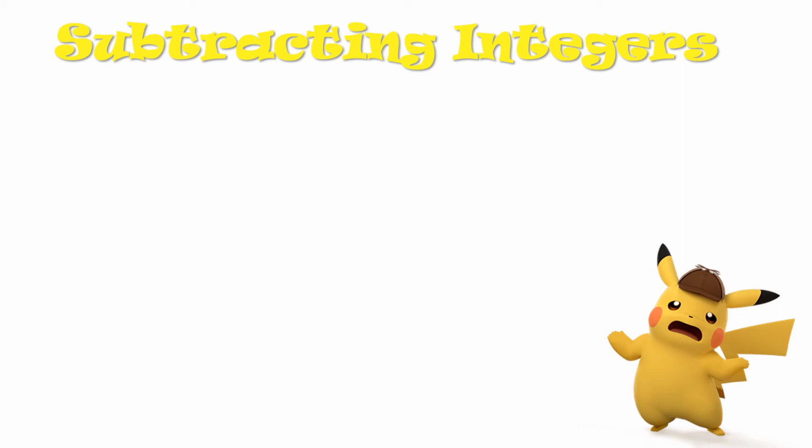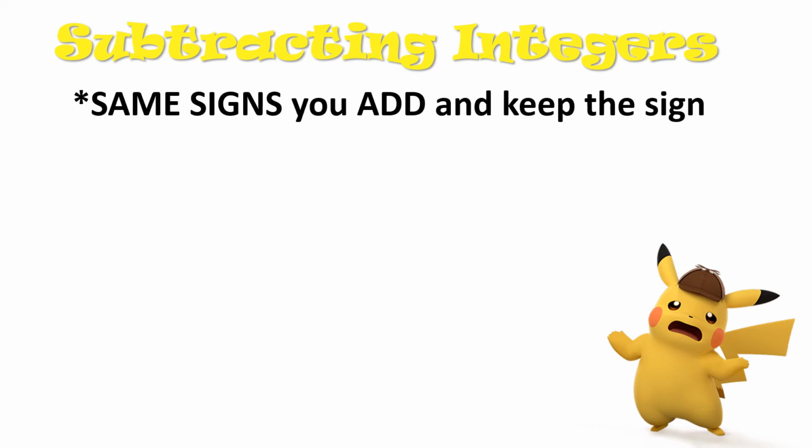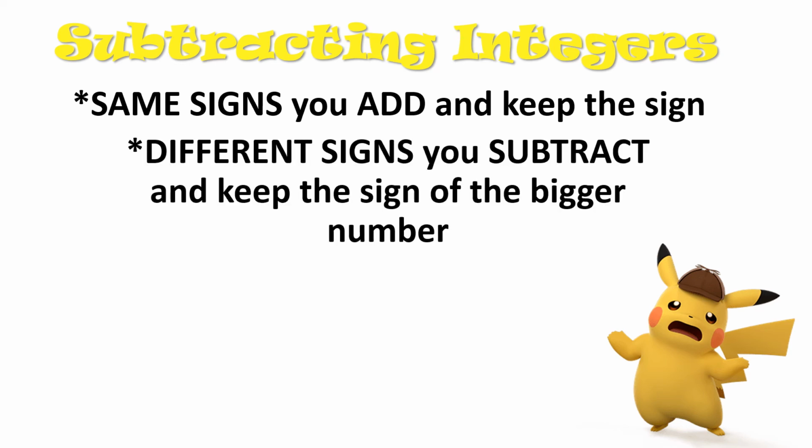All right, as a review, same signs, you're going to add and keep the sign. No matter what, if the two integers are either both positive or both negative, we're going to be adding them and then keeping the sign from the original expression. When you have different signs, so you have one positive number and one negative number, you're going to subtract them and keep the sign of whichever one is bigger. So let's look at two examples.